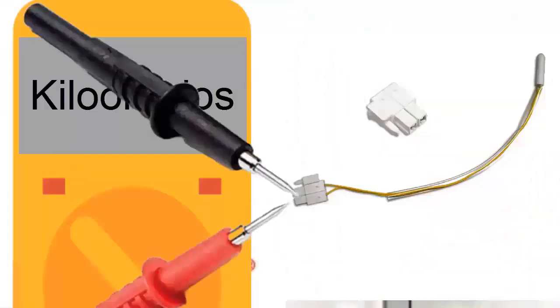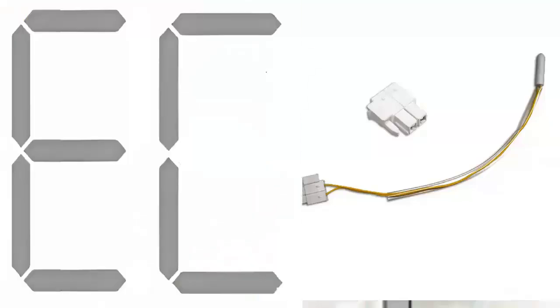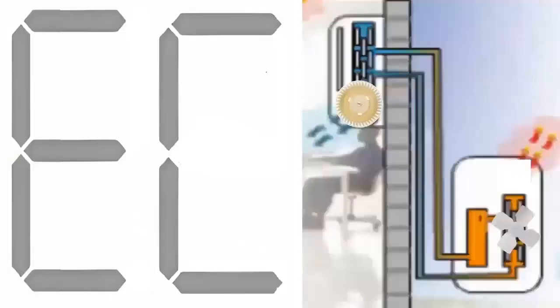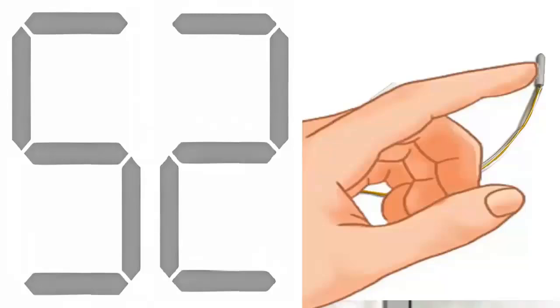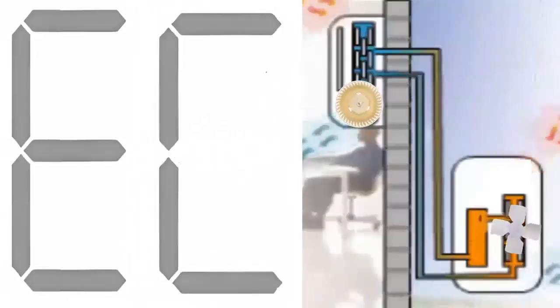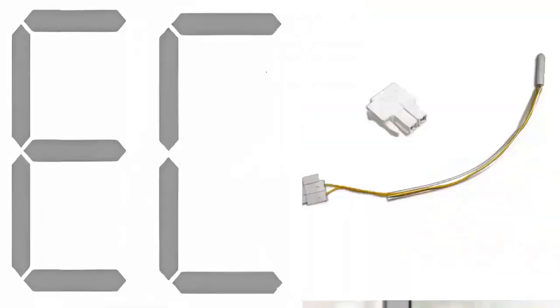E. If you have the sensor's resistance and temperature chart, compare the measured value with the chart values. If you don't have the chart, measure the resistance while rubbing the sensor with your hand. The resistance should decrease. F. The resistance value should never be zero or infinite.